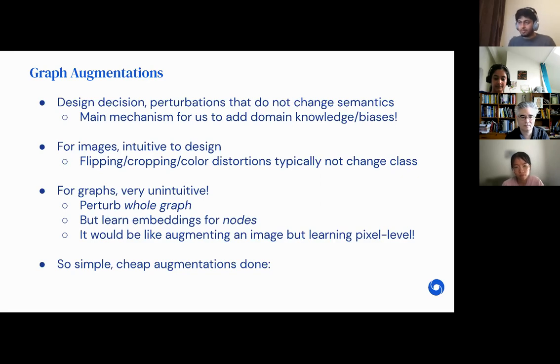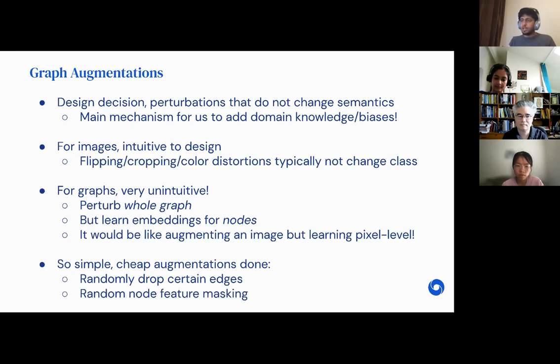In practice, I think 99% of the work I've seen is just doing some very cheap or simple augmentations, like randomly dropping certain edges or randomly masking certain features of the nodes. This is the minimal amount of inductive bias we're adding, basically saying that if you drop like 3% of edges, things shouldn't change much. Even in DGI, where they were trying to get a semantically dissimilar graph using augmentation, they were also doing something simple like permuting all the nodes in the graph. So this is definitely not perfect, and it's an open area of research to get meaningful augmentations for the graphs domain.